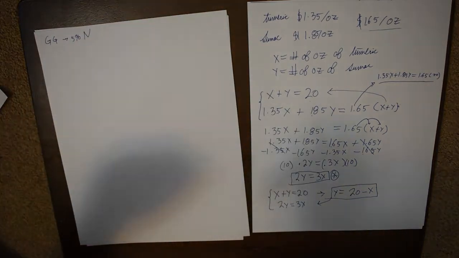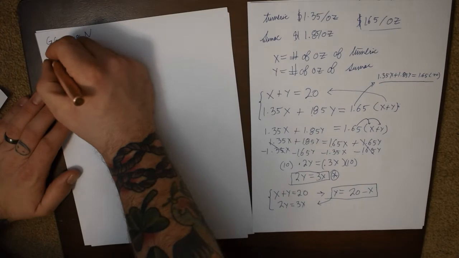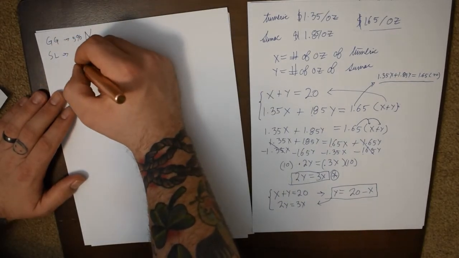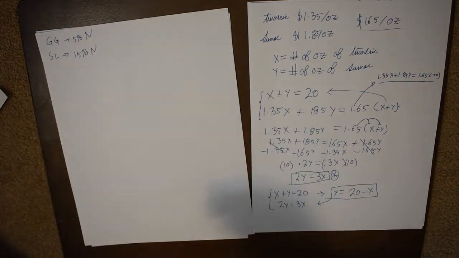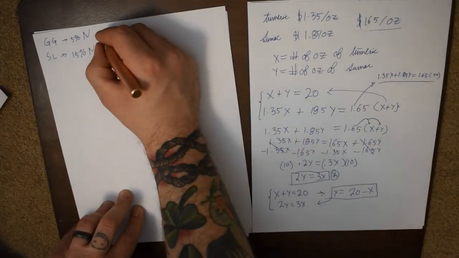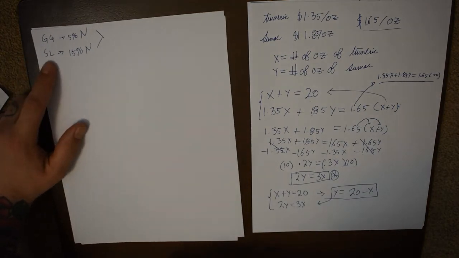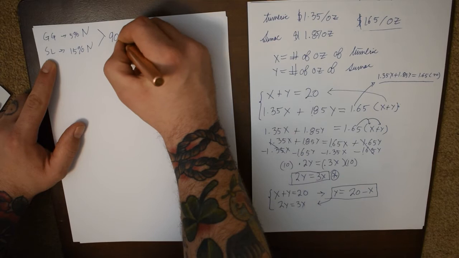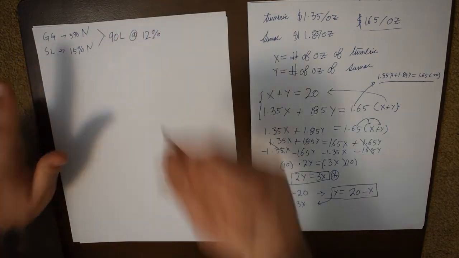I believe nitrogen is just a capital N. And then Sun Lover, which I'm going to call SL, that's going to be 15% nitrogen. And what this company wants to do is combine some amount of Gently Green and some amount of Sun Lover to get a final volume of 90 liters at 12% concentration.